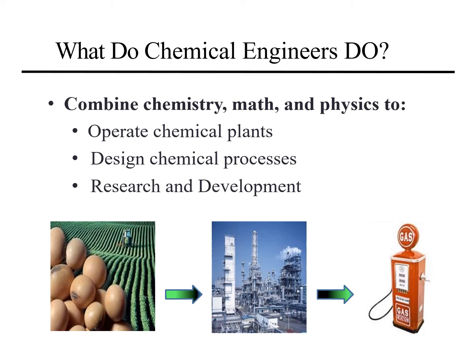What do chemical engineers do? Yeah, so we combine chemistry, maths, and also physics to operate chemical plants and design chemical processes, and also for research and development. So you can see the diagram here.